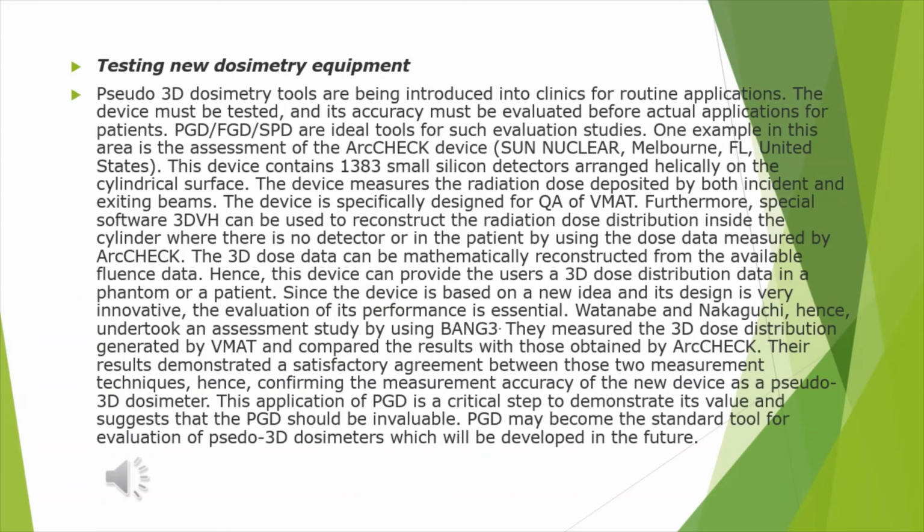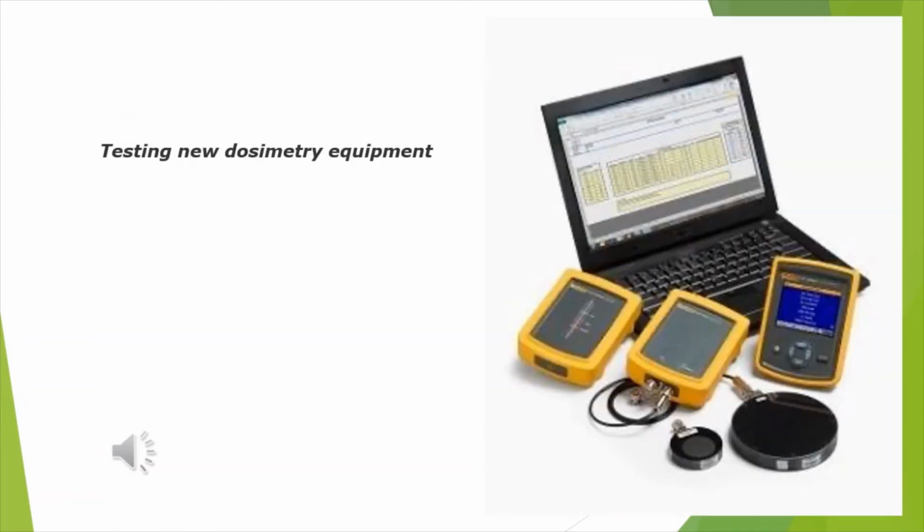In order to reduce the rate of error in dealing with patients, radiation measurement tools must be examined before they are used in measuring the radiation that the patient is exposed to. And this is what is done when pseudo three-dimensional dosimetry tools are being introduced into clinics for routine applications. The device must be tested and its accuracy must be evaluated before actual applications for patients. PGD, FGD, and SPD are ideal tools for such evaluation studies.